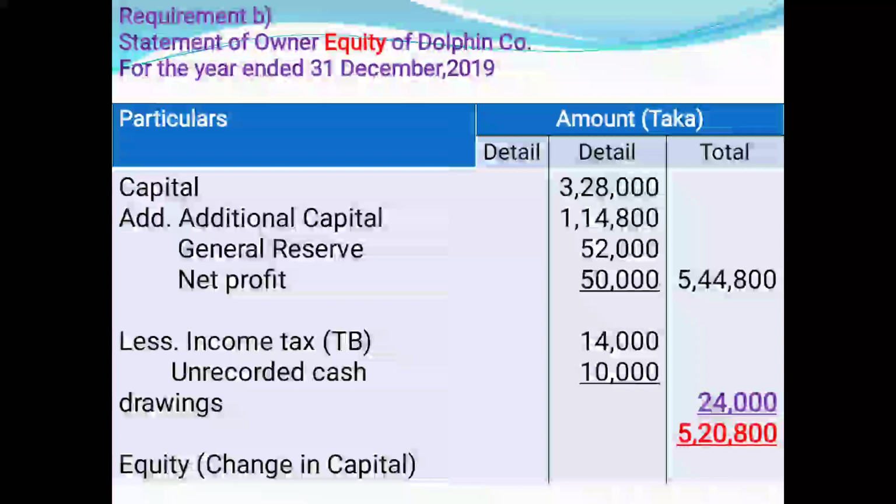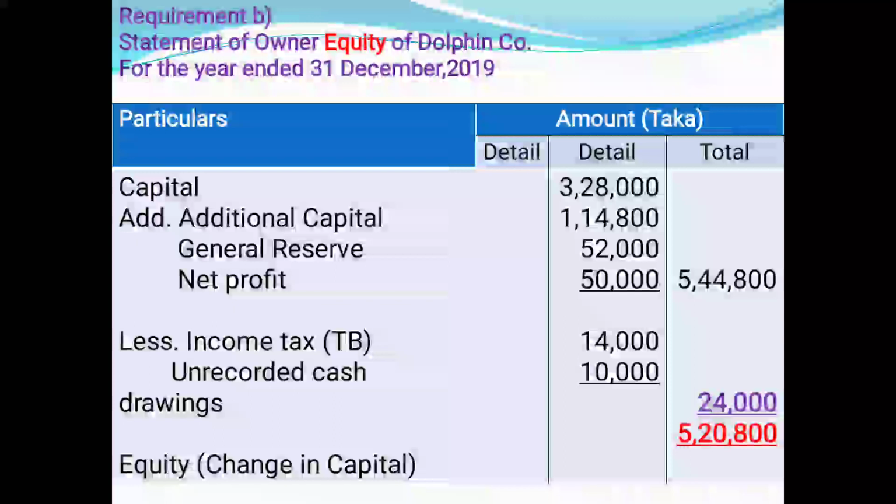At this moment, net amount of equity 5,44,800. Totally four items of addition. Then less income tax from trial balance taka 14,000. Another adjustment available for drawings, unrecorded cash drawings in adjustment taka 10,000. Total of drawings at this moment taka 24,000, that is a decreasing item of equity.